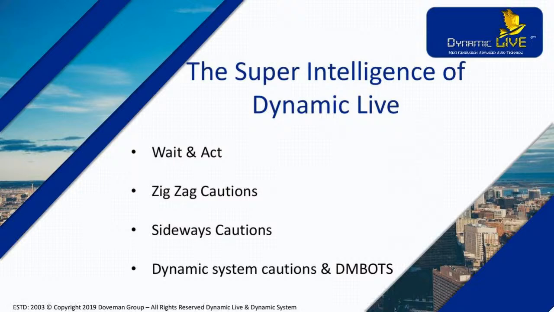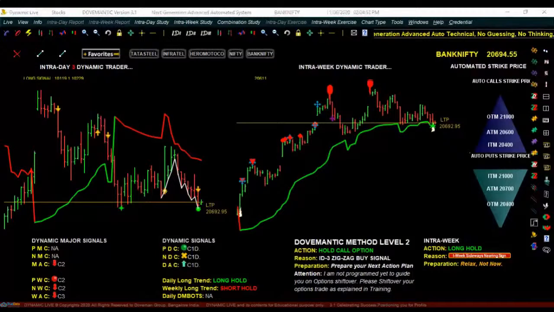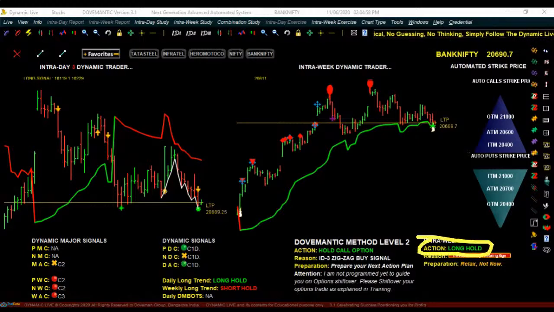But today, let's have a look at these intelligence at work in the real-time market in Dynamic Live and try to understand how you can benefit from it. So this is Dynamic Live. In this Dynamic Live, we are looking at this action information. Now, whenever the price starts increasing, and if it is a good point to buy here in the action, it will be very clearly written as buy long, act now. It means buy signal has come.